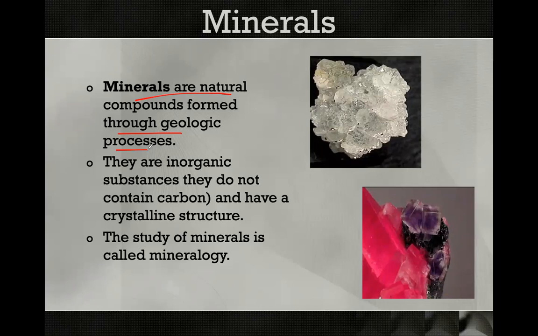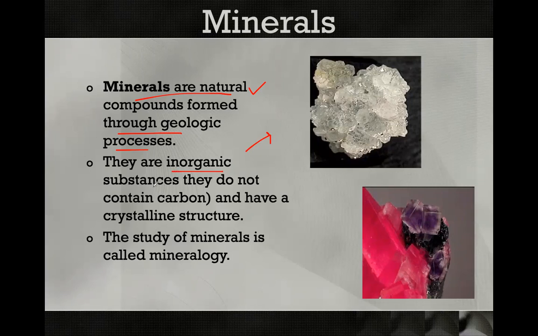For a substance to be called a mineral, it should be of natural occurrence. It should occur from a natural process, and it should also be inorganic, and there should be a fixed chemical composition. That is also a requirement for a mineral. That is the real definition, but in very general terms, you can say that it's a natural compound formed through a geological process.